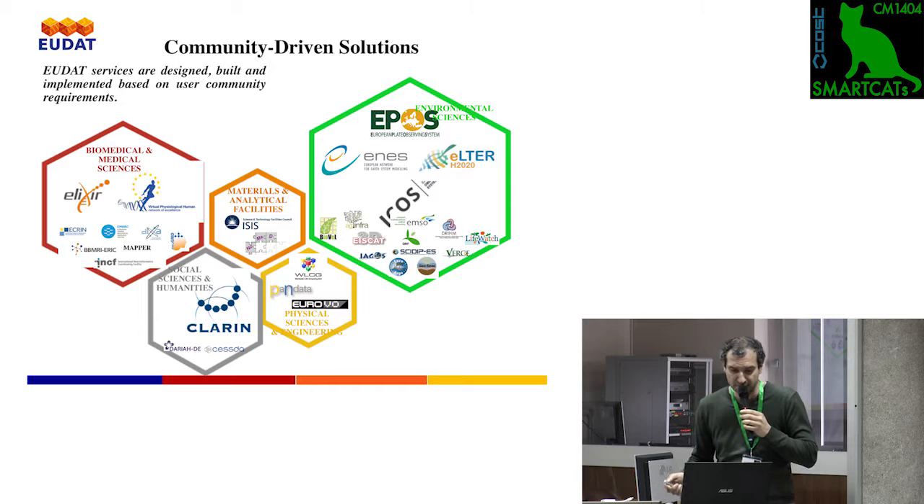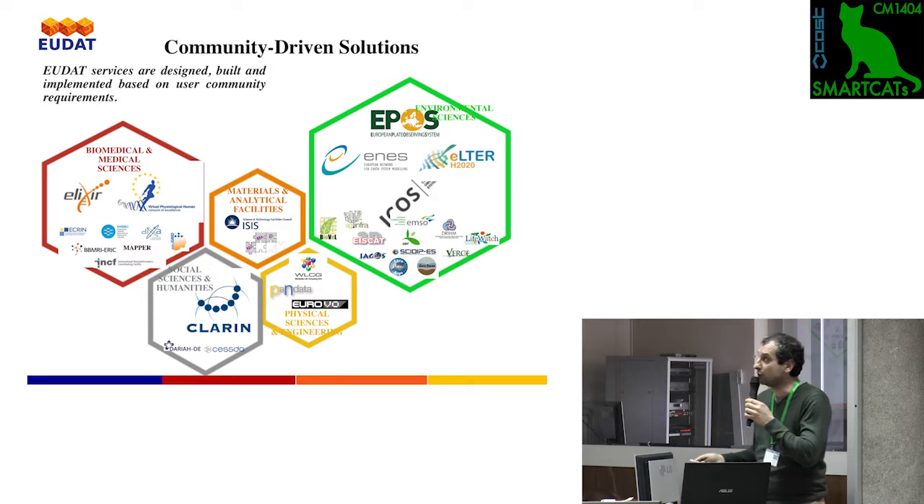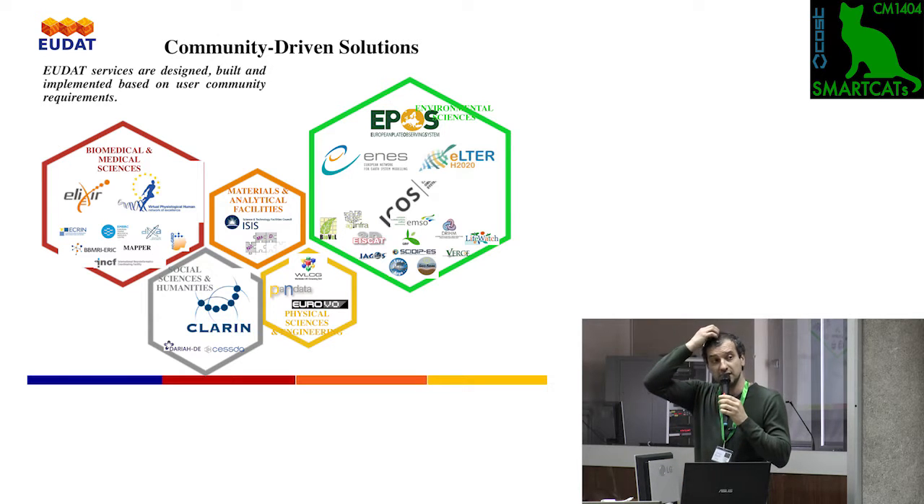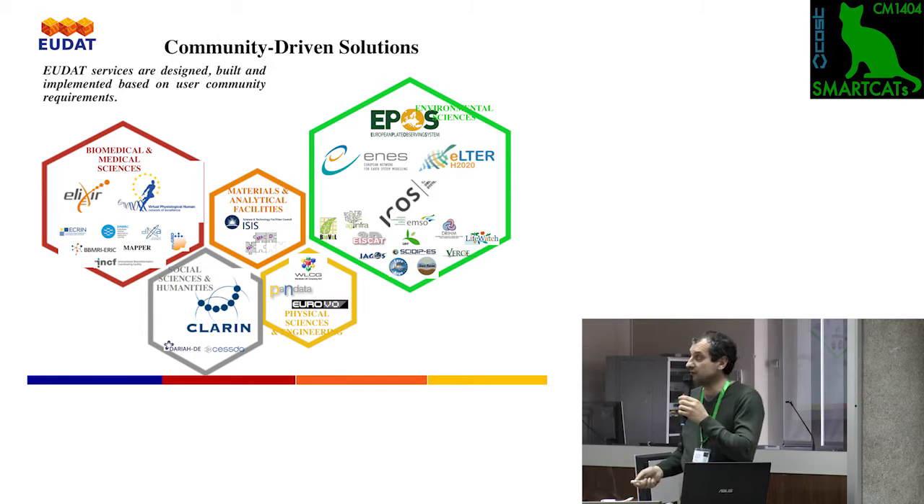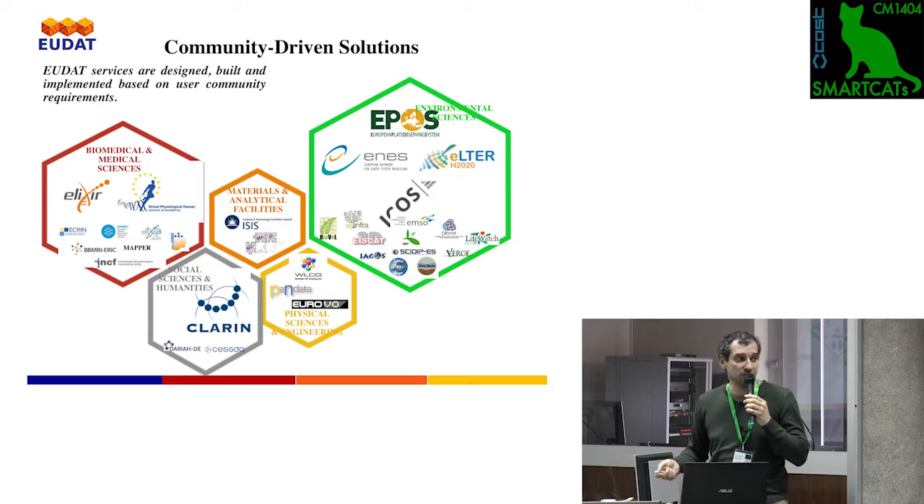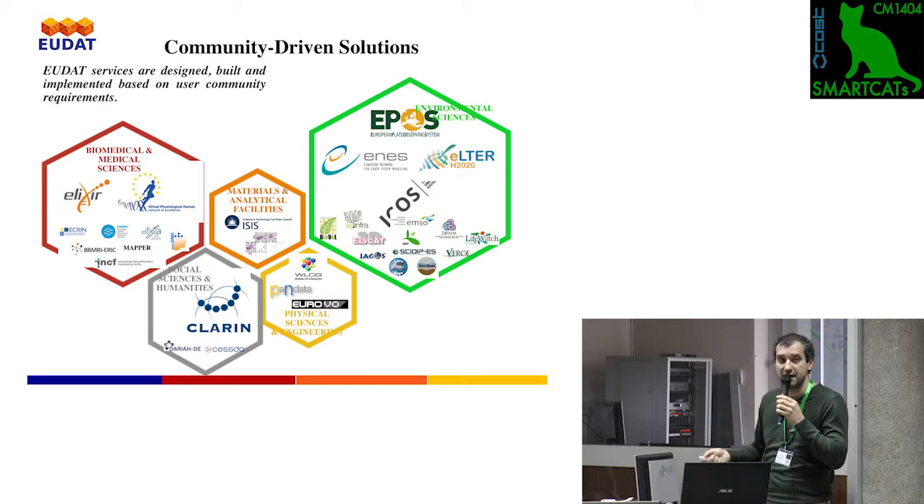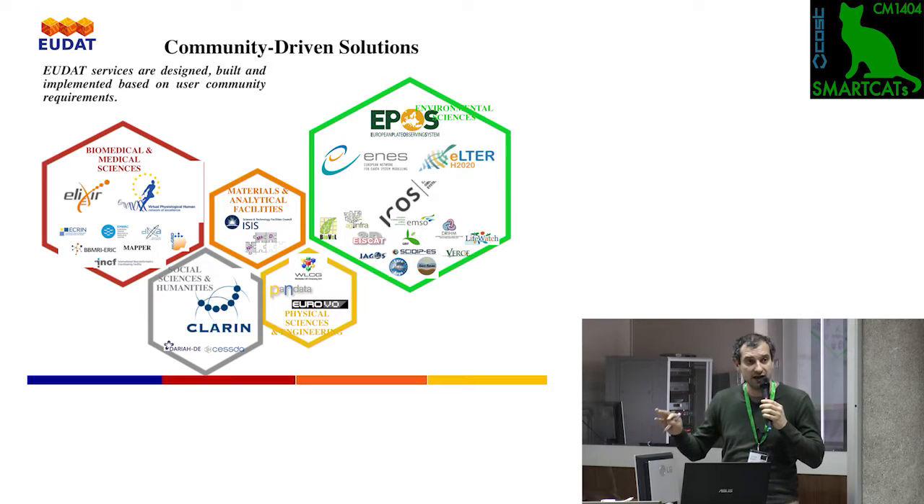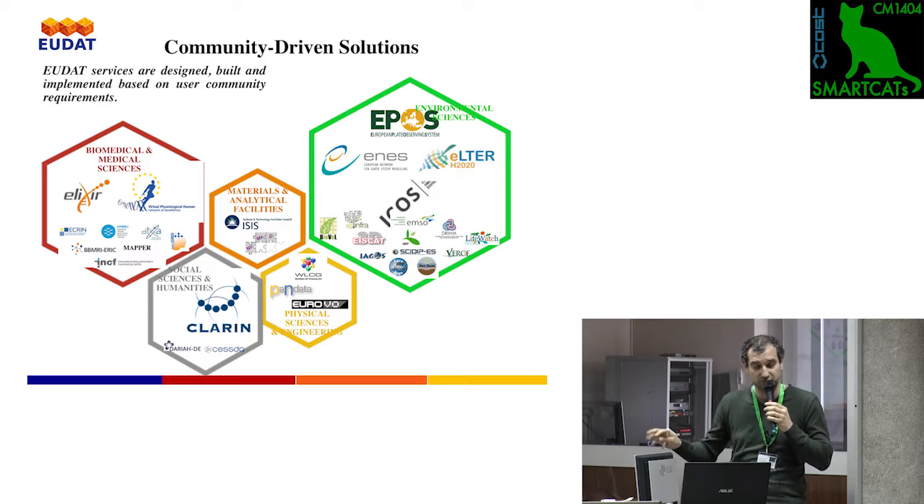EUDAT is a community-driven solution. Here are presented the 7 core communities in the EUDAT. The largest are EPOS and, as you know, Clarin. The most important news here is that these communities come from very different scientific scenarios, from earth science to social science, languages, nuclear physics, biochemistry, everything. In this sense, EUDAT is completely agnostic on the kind of data, of course.